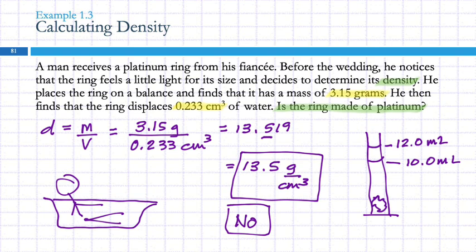You should always make sure that you're answering the question. Sometimes there's things that you have to figure out in between, but the ultimate question was, is the ring made of platinum? And the answer is no, not 13.5.